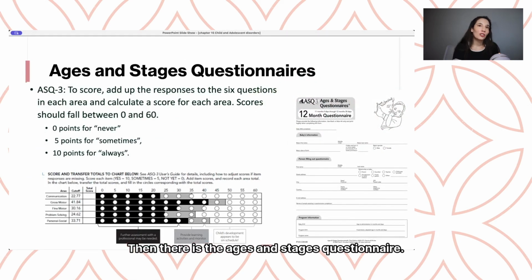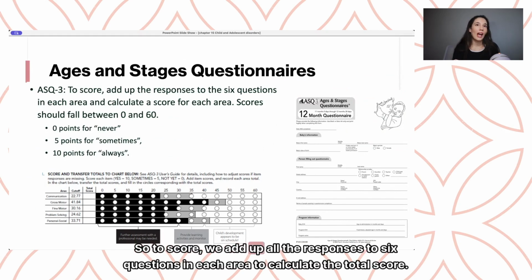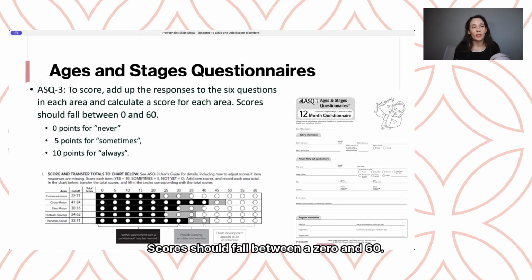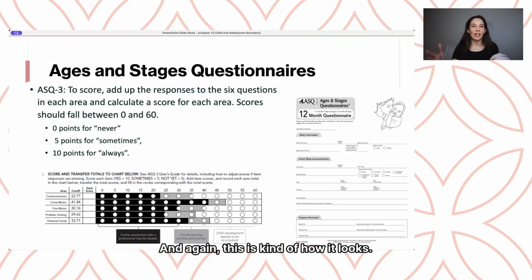Then there is the Ages and Stages Questionnaire. So to score, we add up all the responses to 6 questions in each area to calculate the total score. Scores should fall between 0 and 60. They get a 0 for never, a 5 for sometimes, and a 10 for always. And again, this is kind of how it looks.